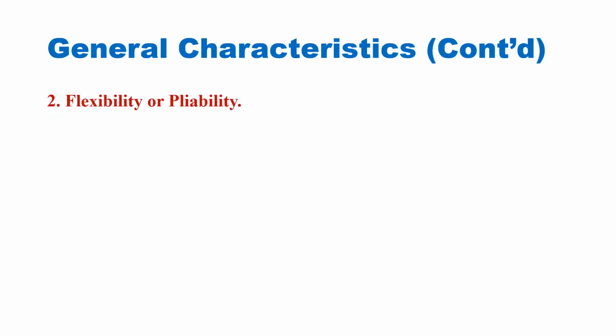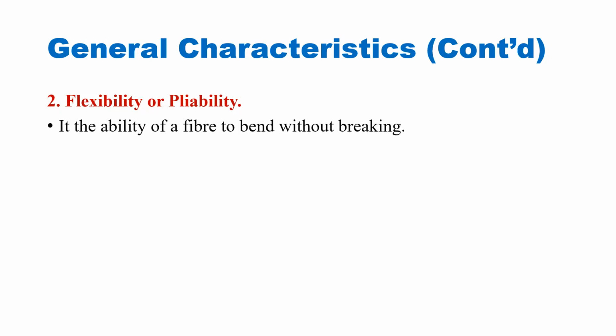Flexibility and pliability. Textile fibers must be very flexible and pliable. It is the ability of a fiber to bend without breaking. Also, when you wear the fabric and you bend, it will break otherwise. So the fibers must be flexible so that it will be body friendly and pliable, so that we can use them for so many things.